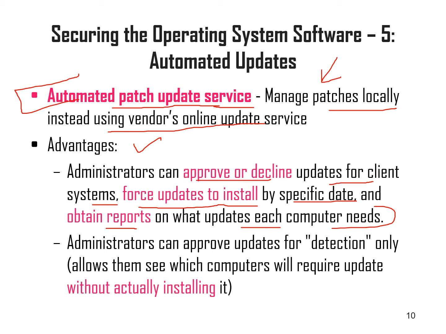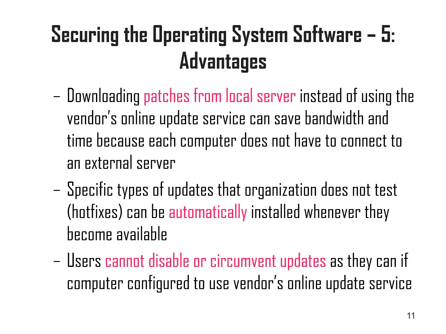If I install a server in my local network, it is called the automated patch update service. Administrators can approve the updates for detection only, which allows them to see which computer will require an update without actually installing it. So without installing a particular update on a system, we can see which computer will require it. Let us see how it is processed.